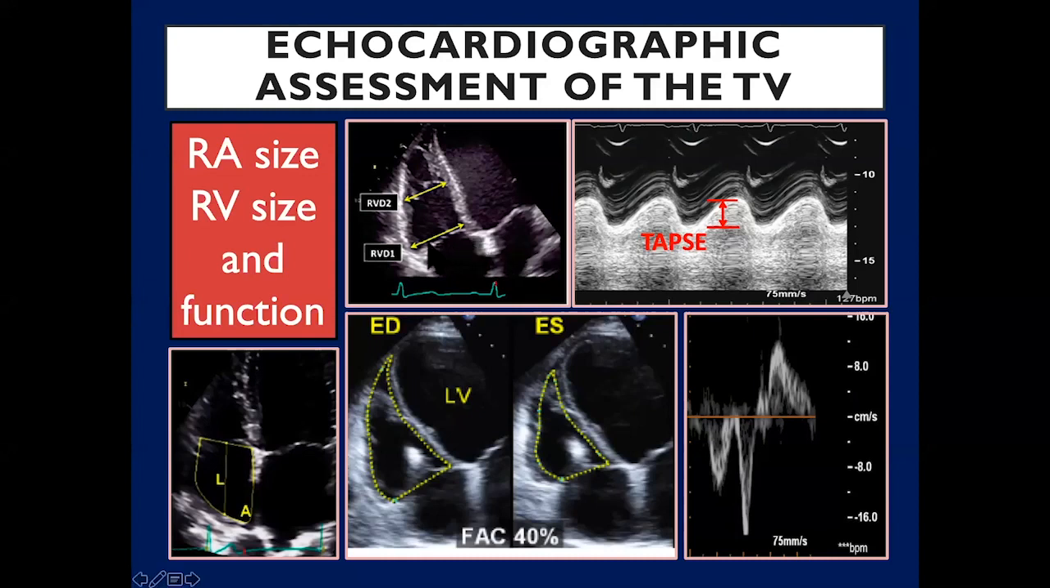For the right ventricle, we're looking at basal and mid dimensions for RV size. For RV function, we want to look at TAPSE, the S prime, and the fractional area change. For the right atrium, you want to assess the right atrial size. The guidelines now suggest assessing the single plane method of disks for volume of the right atrium.